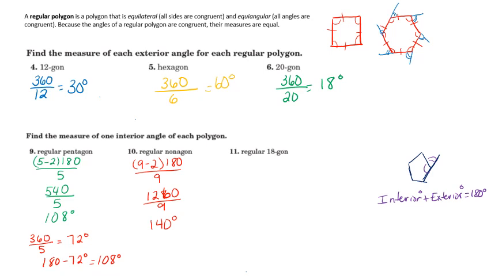For a regular 18-gon, we can do the other way. We can say, all right, 360 divided by 18, each exterior angle is 20. So that means each interior angle is 180 minus 20, which is 160 degrees. It doesn't matter which way you do it, each way works.